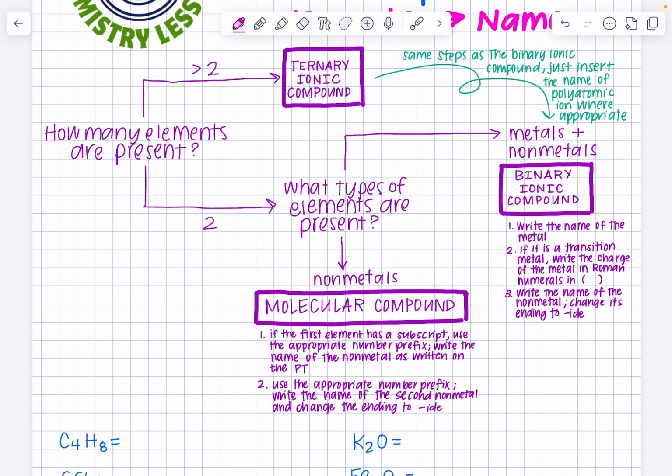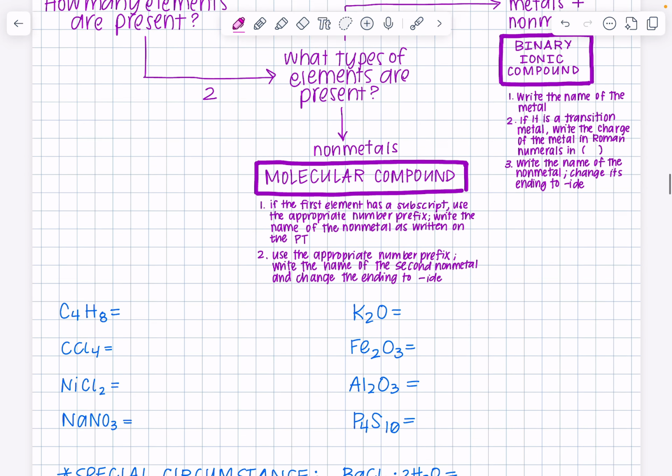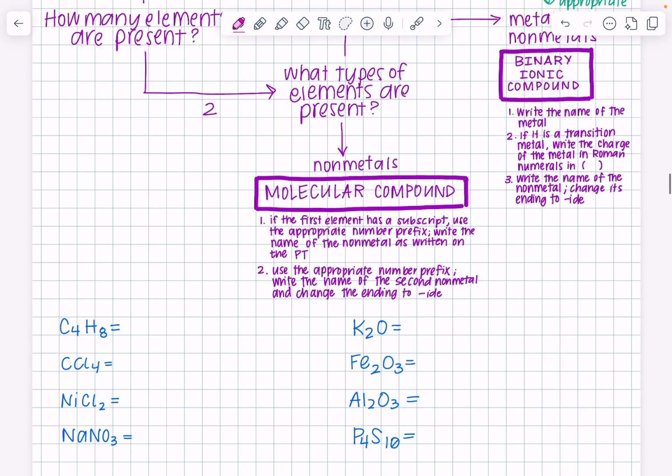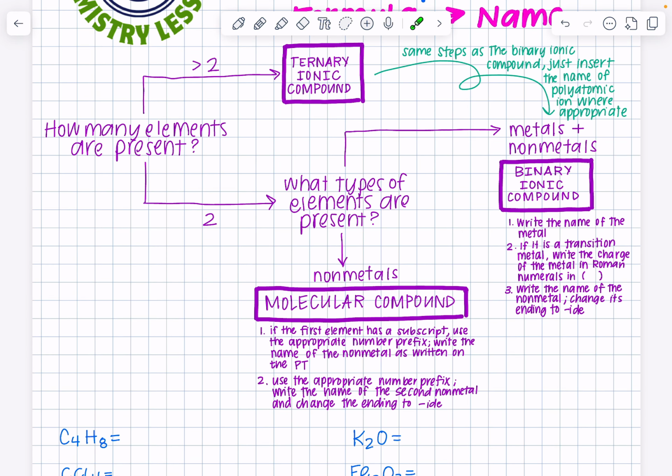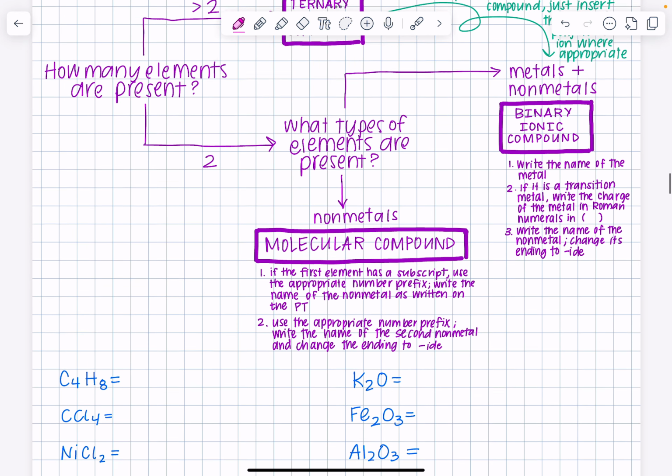So let's practice some of this naming. All right, this first one, C4H8, and I'm actually going to leave it up here. First thing is, how many elements are present? Here, I've got C and H. That's two elements. So now, what types of elements are they? Well, carbon and hydrogen are both nonmetals. So I'm going to follow the naming rules for molecular compound.